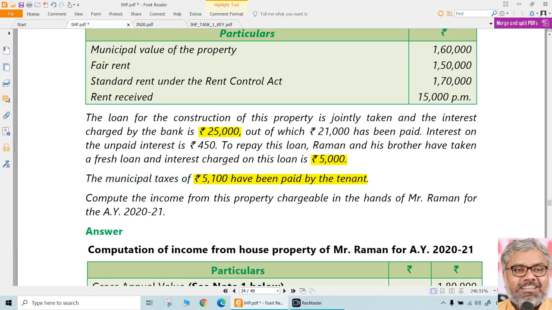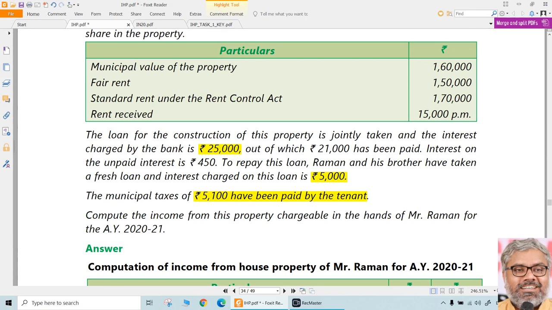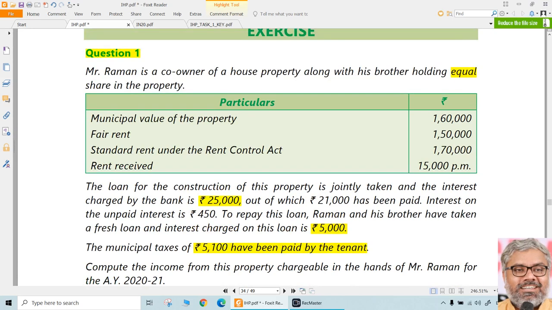Next, municipal taxes of 5,100 rupees have been paid by tenant. So should we take it? No, because municipal taxes are allowed as deduction only when they are paid by the owner, not by tenant. So 5,100 we have to ignore. That's it. Compute the income chargeable in the hands of Mr. Raman for the assessment year 2021.